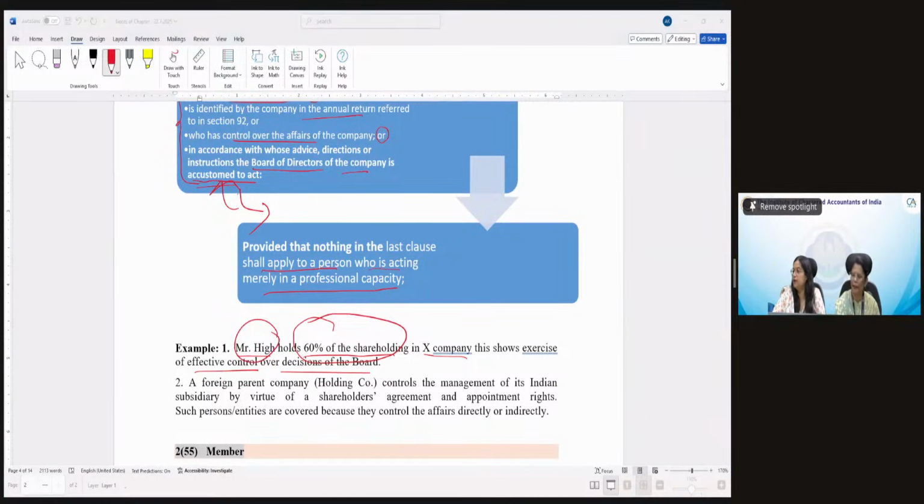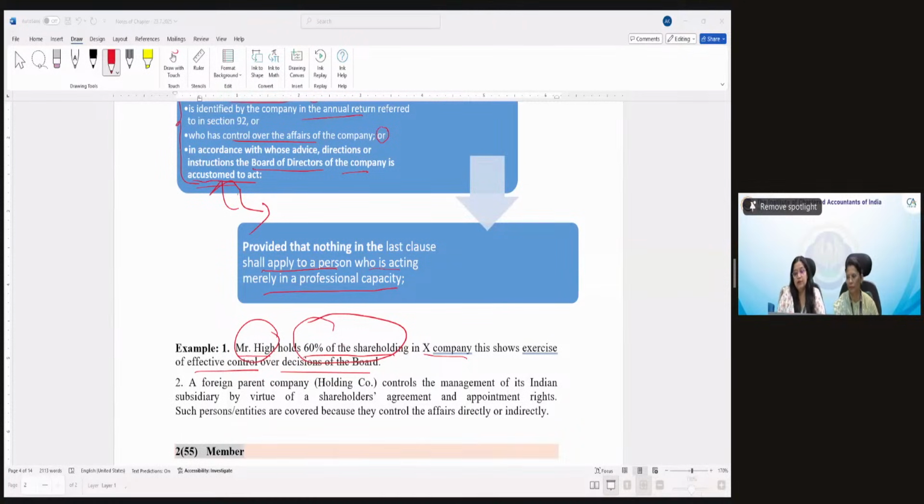Okay, let me change it a bit for you. A consultant can be a promoter if he is not acting in professional capacity. But if the consultant is acting in professional capacity only, then he will not be termed as a promoter.